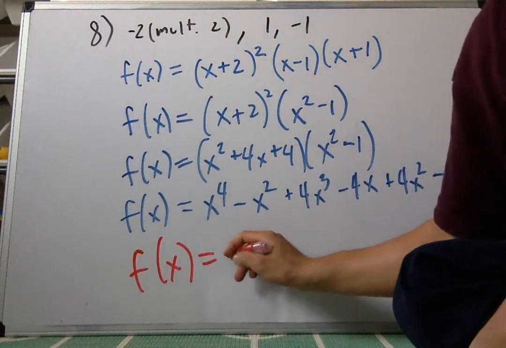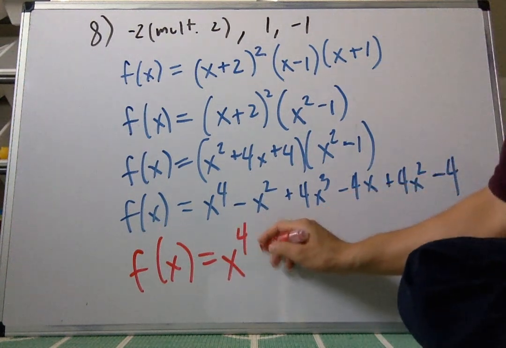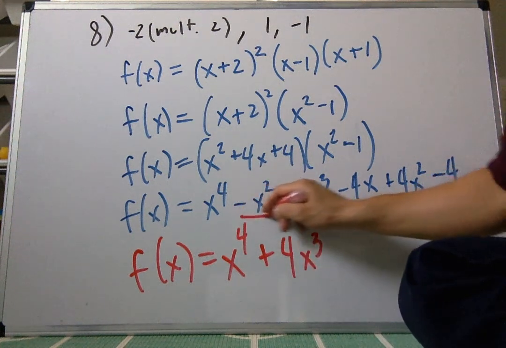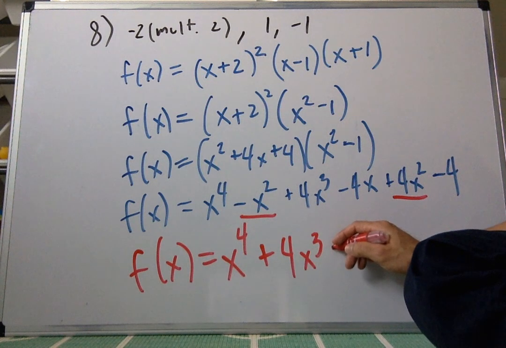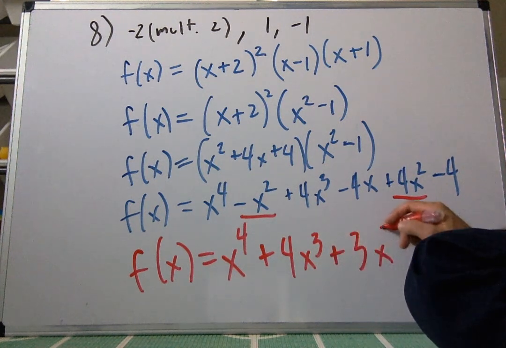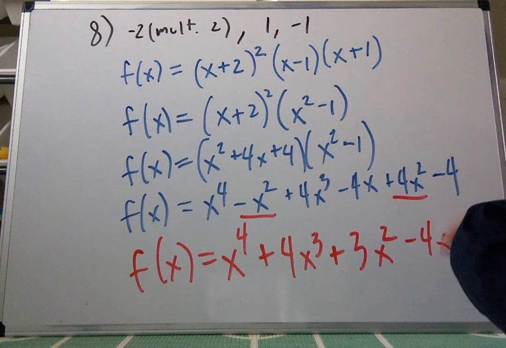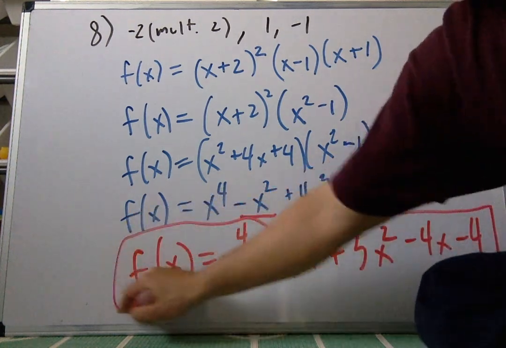I'll write that in red. There's only one x to the 4th. Next is x cubed. That's 4 of those. Then I have negative x squared and positive 4x squared. That's going to be plus 3x squared. And then the x part, minus 4x, and then the constant part, minus 4. So there it is. There's my last answer.